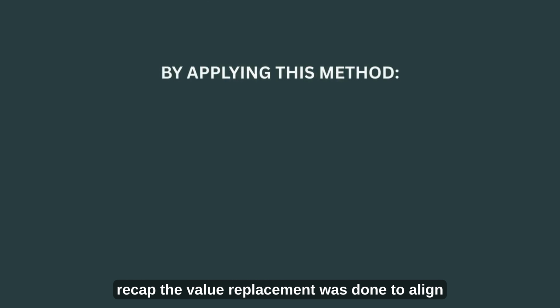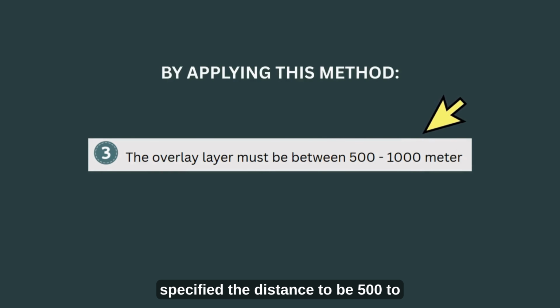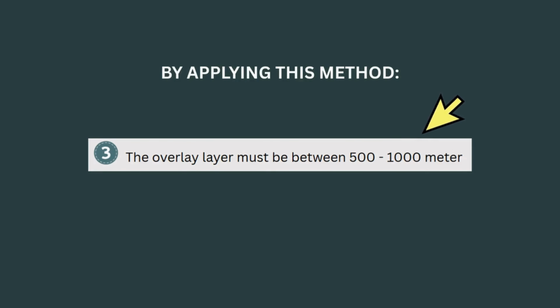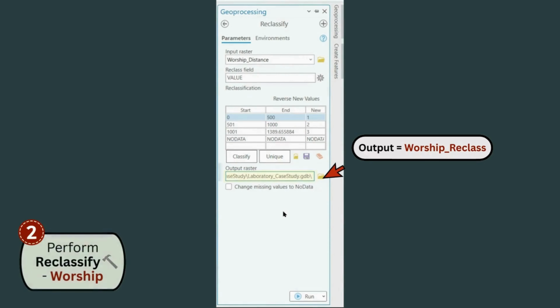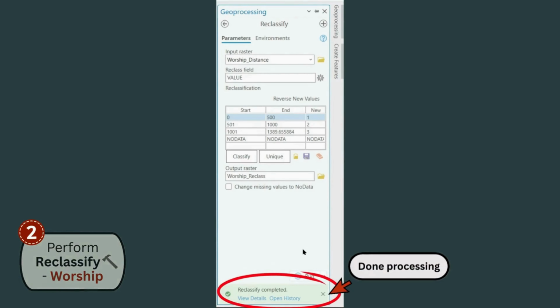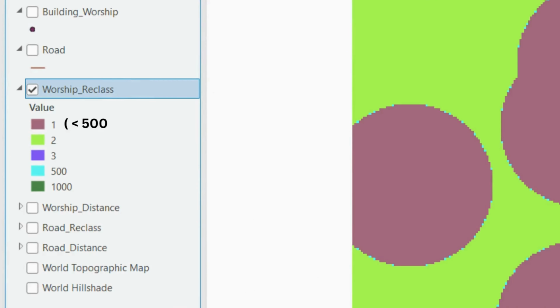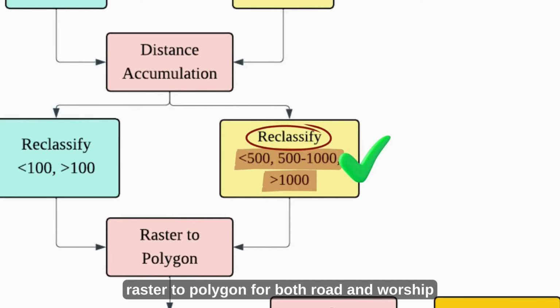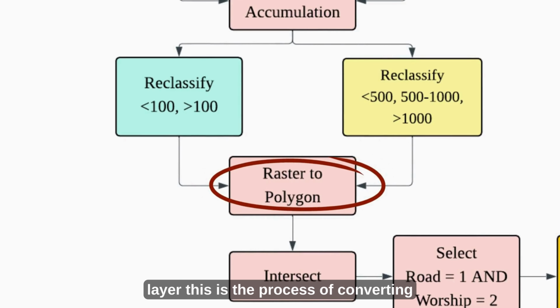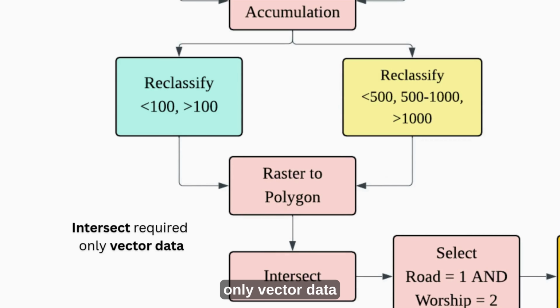Quick recap. The value replacement was done to align the layer with the question prompt, which specified the distance to be 500 to 1000 meters. Perform raster to polygon for both road and worship layer. This is the process of converting raster layer to vector because intersect requires only vector data.